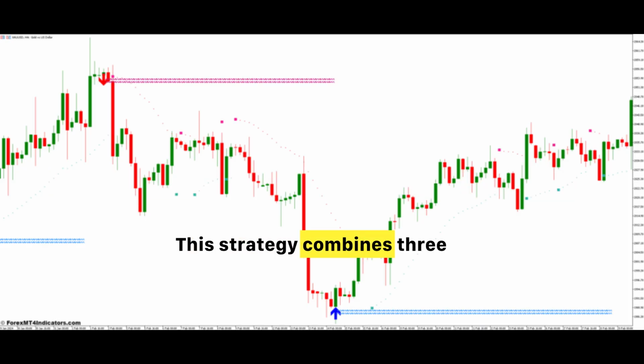This strategy combines three powerful tools for smarter entries: buy-sell signal arrows, automatic arrows marking potential reversals; Lucky Reversal Indicator, highlights strong rejection zones; and a trend filter, optional, helps you trade with the market direction. Here's how to trade it.